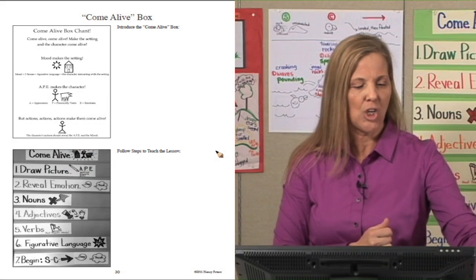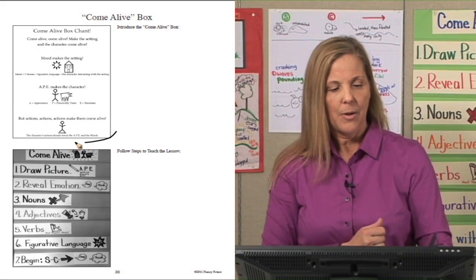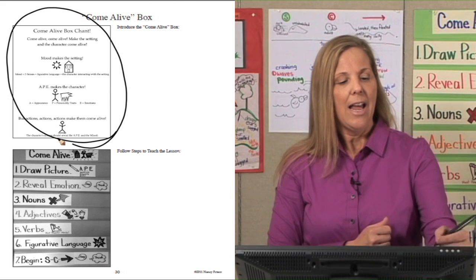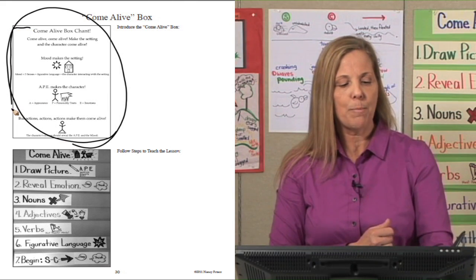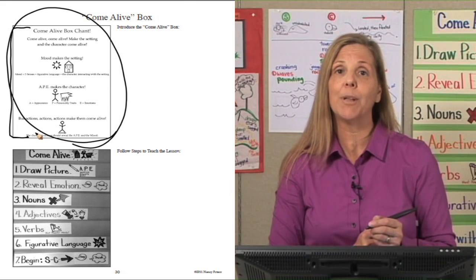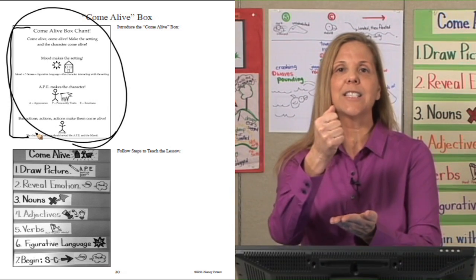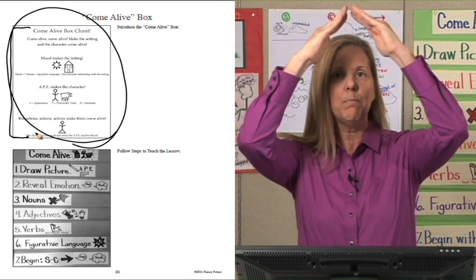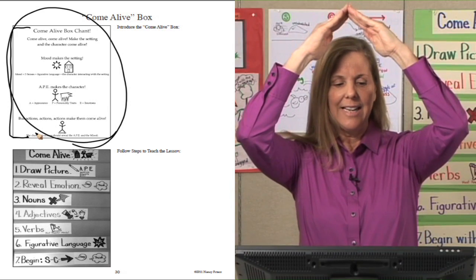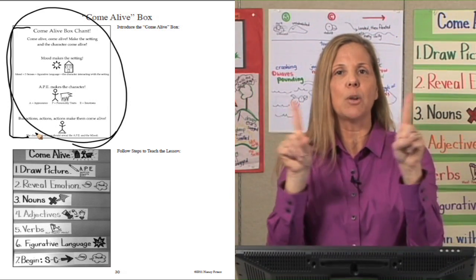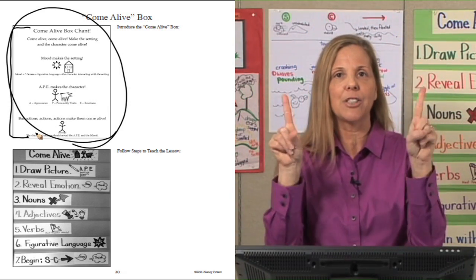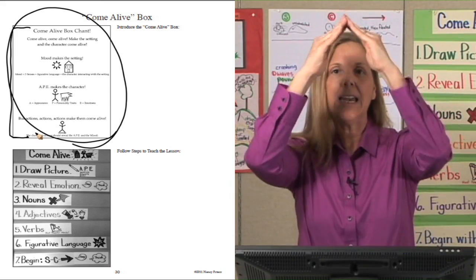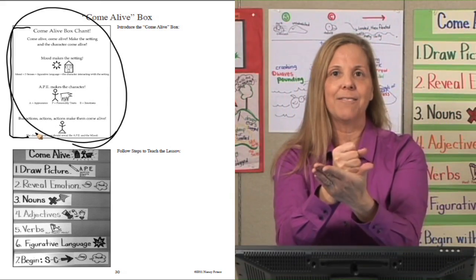Our Come Alive chant, which I have posted for students to see, has the exact purpose of why we are learning the Come Alive box. We're going to put our hands up like this and say, come alive, make the setting, put a house up for setting, and then put two fingers and wiggle them like they're people, the characters. Ready? Come alive, make the setting and the characters come alive.